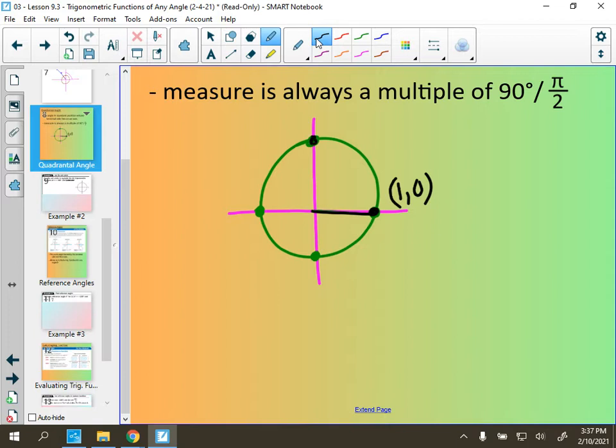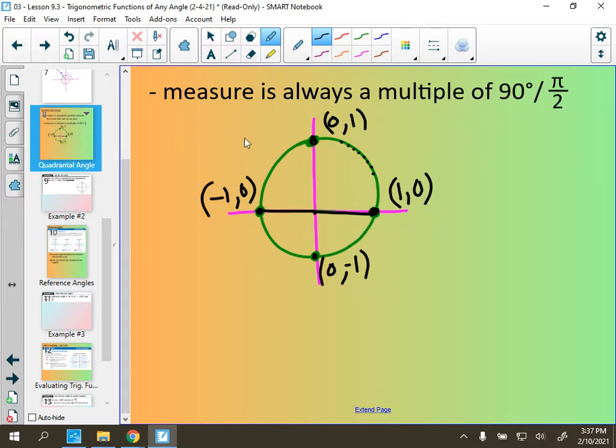Here, what are the coordinates here? That's 0, 1. Over here, what do we got? That's negative 1, 0, and then down here is 0, negative 1. Okay, these other ones in here are going to be a little tougher to figure out, what the x and the y coordinate are. But we have these 4 nice points that hopefully by now we've connected to angle measures, right? 0, 90, 180, 270, 360, and so on.